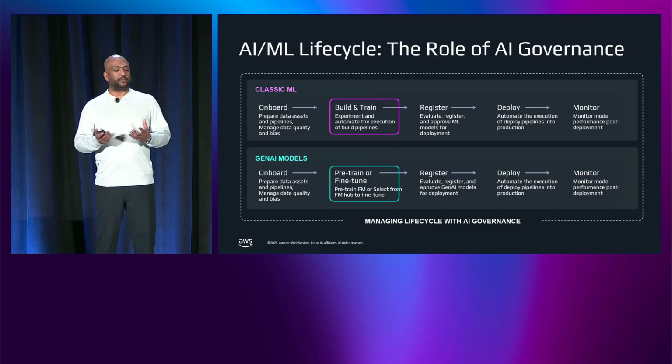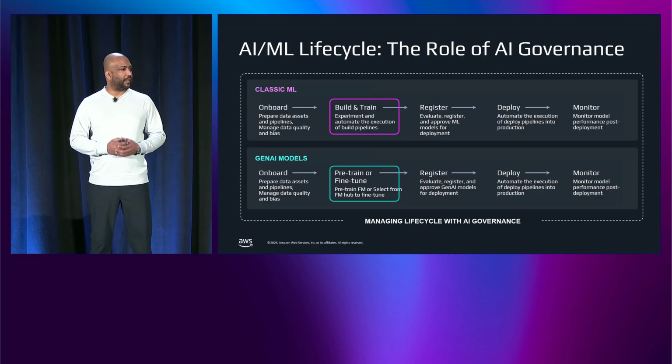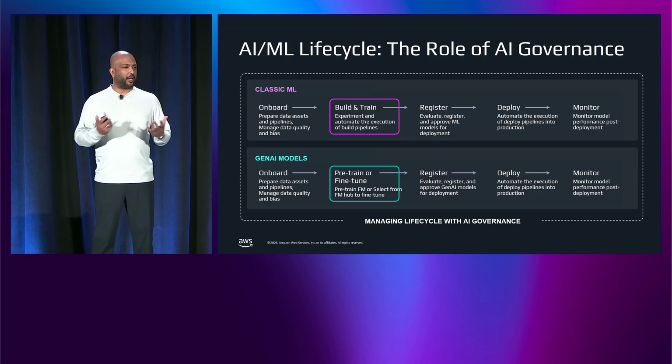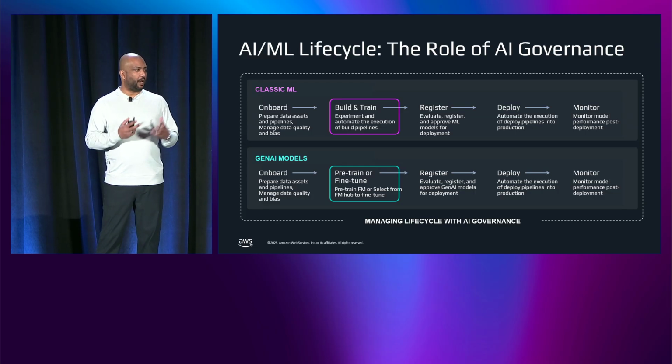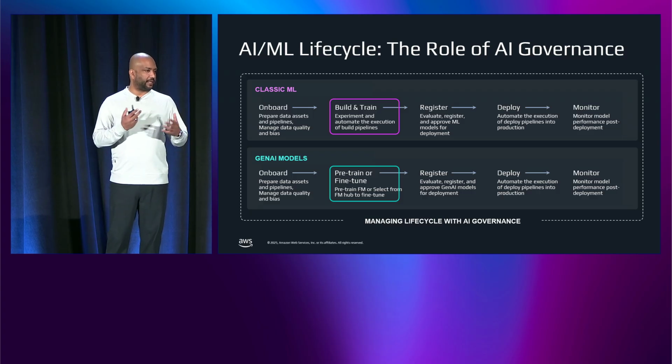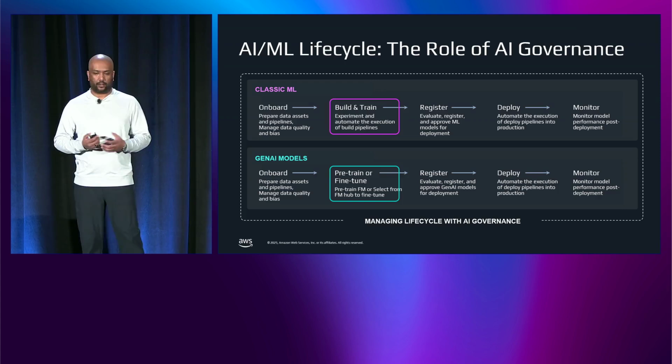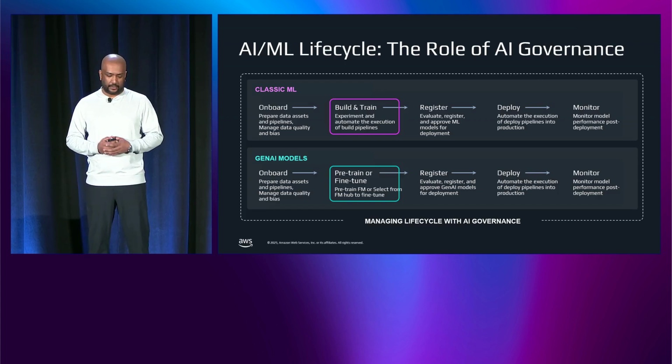So why are we talking about governance, right? Whether it be a classic ML or a Gen AI model, you have a discrete 5-step process typically that's been followed. Starting with the onboarding, and then you have slightly different variations depending on if you're building and training or pre-tuning, fine-tuning. And then registration, deployment, and ultimately monitoring. Across all of these 5 different steps, this is where AI governance comes into play.